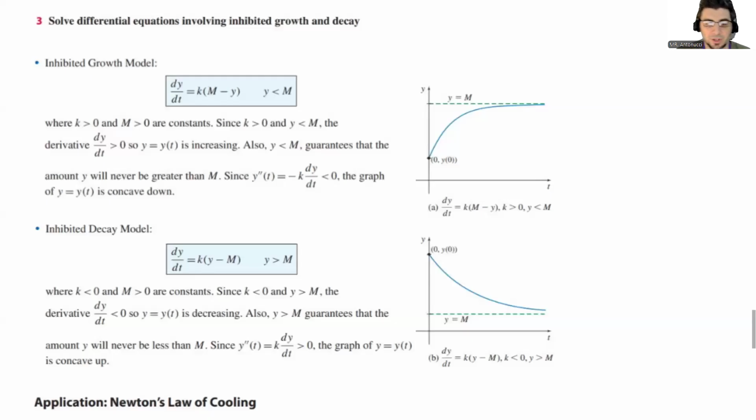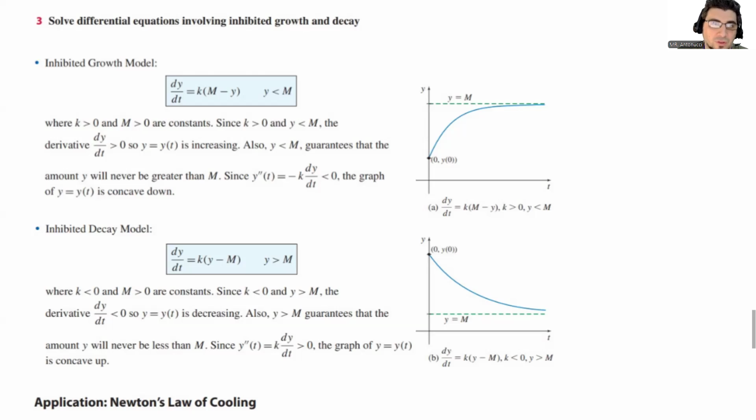All right, guys, Mr. Antonucci here, and we are in our third video: solve differential equations involving inhibited growth and decay. These are the situations where the amount y either grows with a boundary or decays with a boundary.